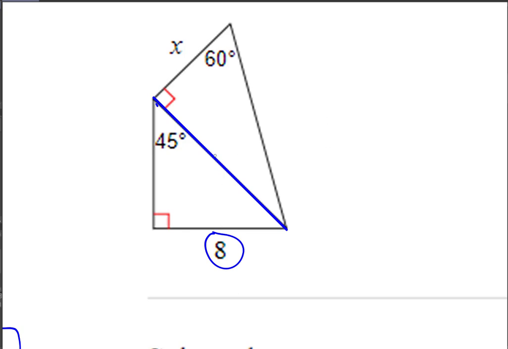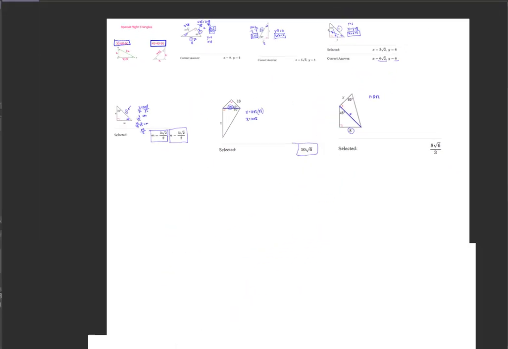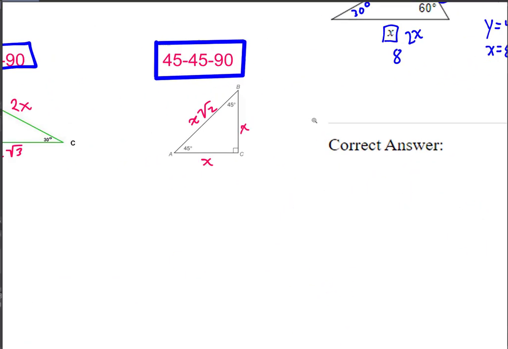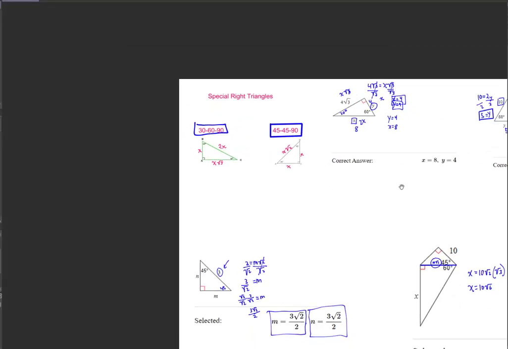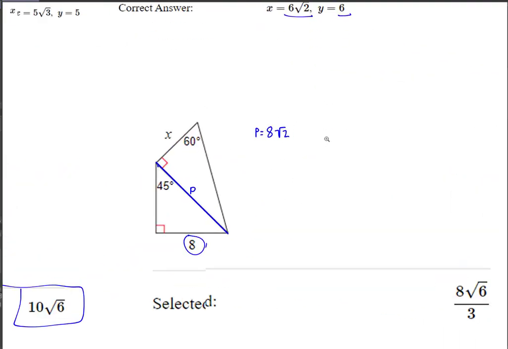So this, I'm going to call this P, right? So I'm going to say that P is equal to 8 square roots of 2, right? Because of this theorem right here, okay? All right, so P is equal to 8 square roots of 2, right?